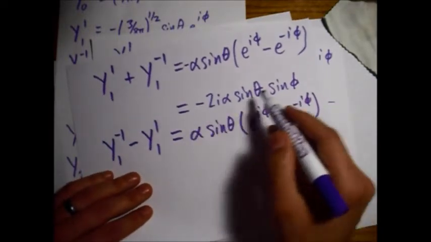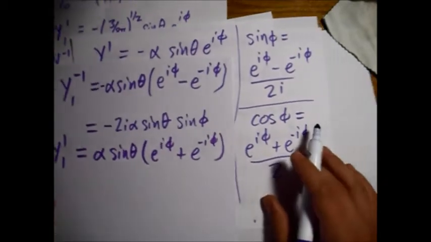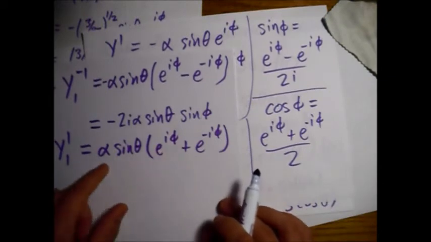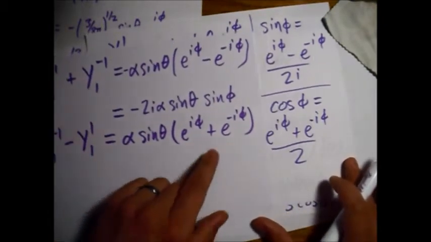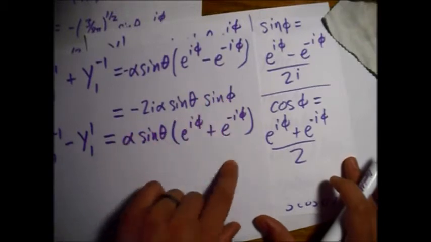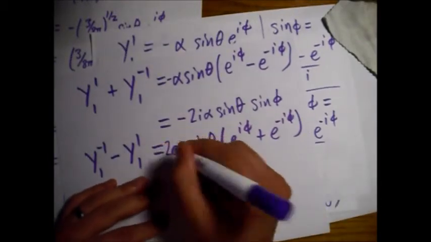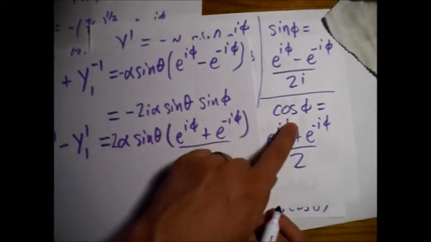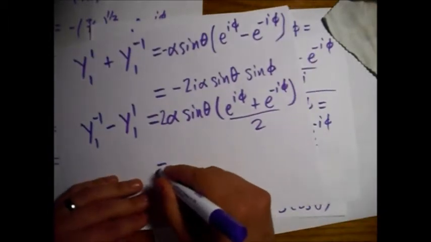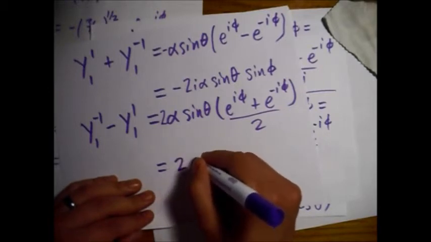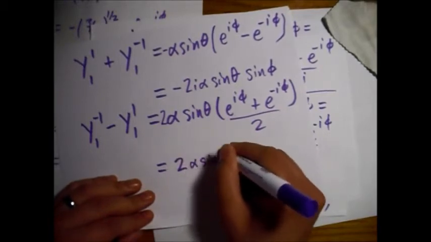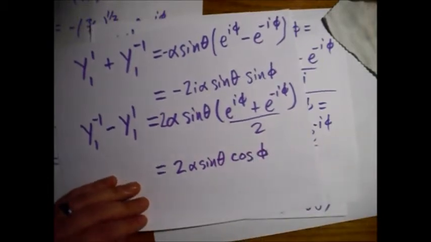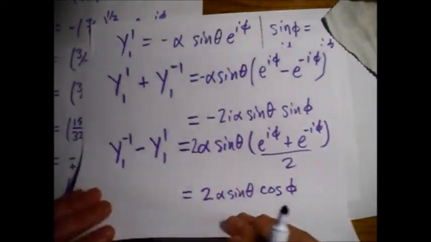All right, same thing again. In this case we're not dividing by 2i, we're just dividing by 2. So we're going to divide by 2 and multiply by 2, and that will let us replace this term. Well, I'll just write this one in. We have a little bit more space. All right. So we'll replace this term right here with a cosine of phi. So a 2 alpha sine theta cosine of phi. Okay. So these are looking good.